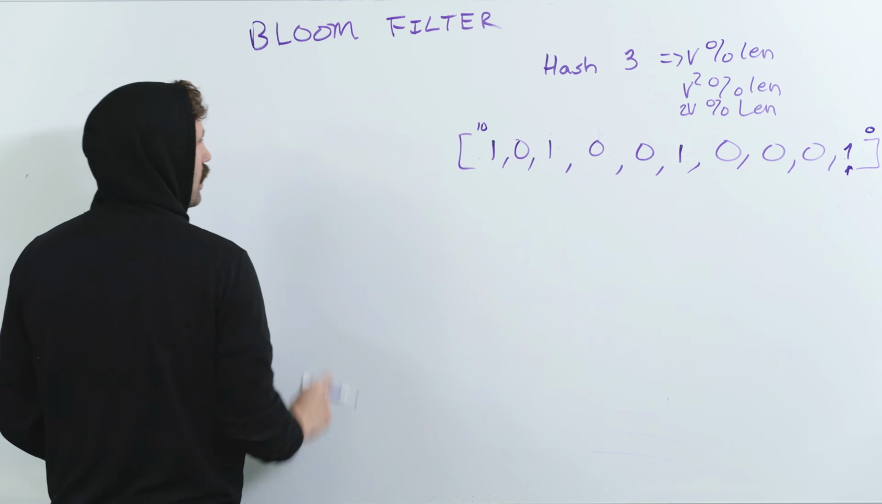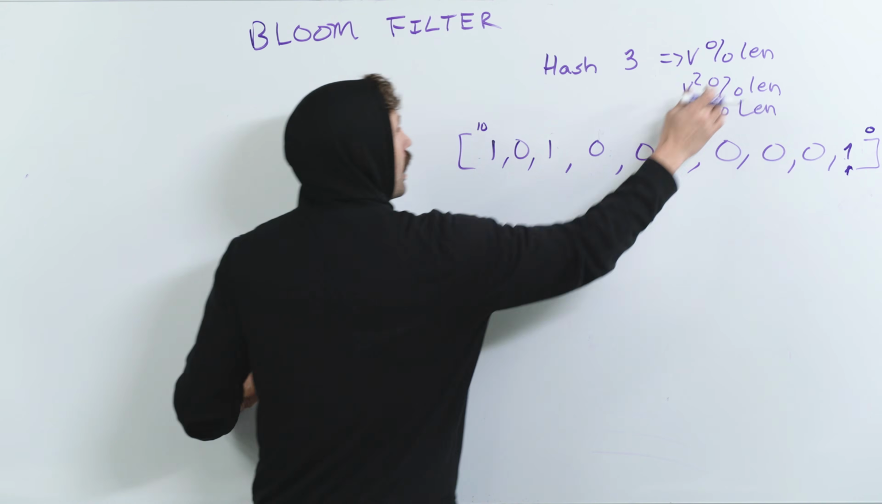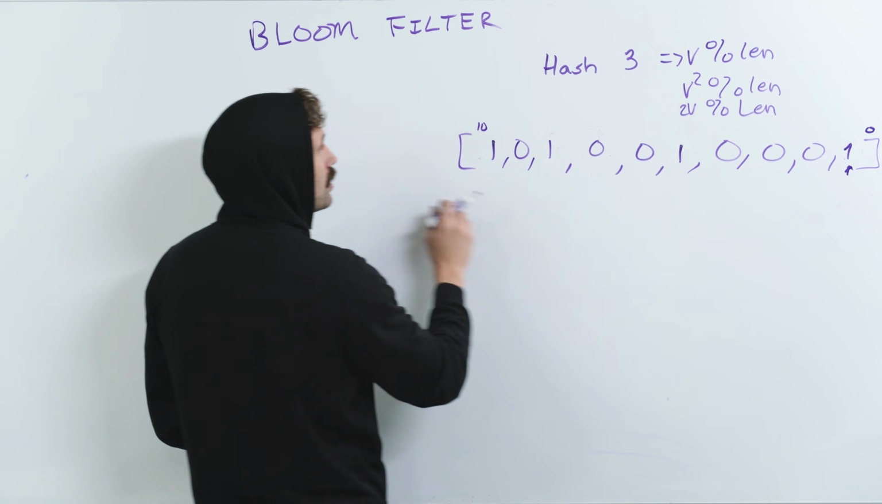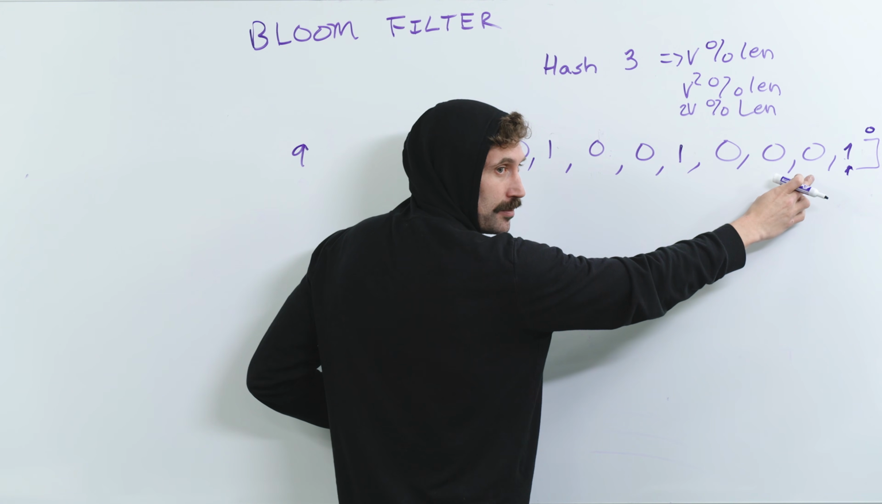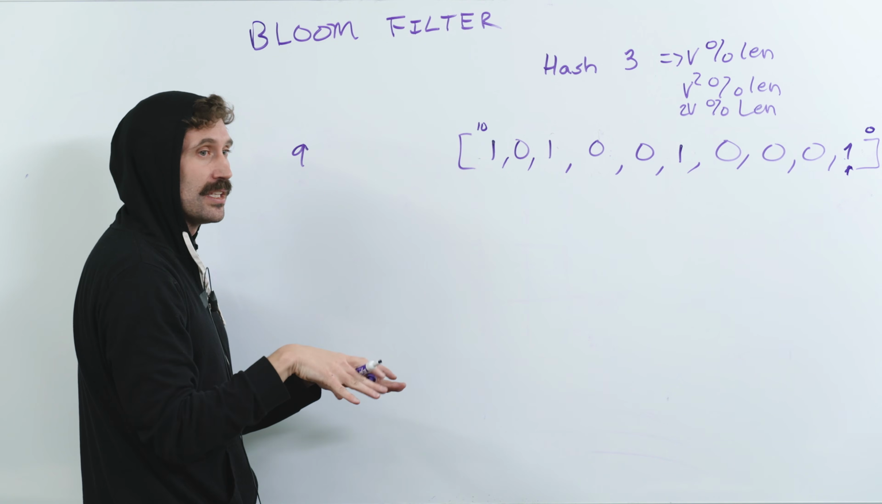All right, let's do, how about 9? We'll do a quick 9 check. All right, 9 modulo length. OK, maybe 9's in here. Let's do it again. What's 9 squared? 81 right here. It's not in here. So we know right away that 9 was not stored within this filter.